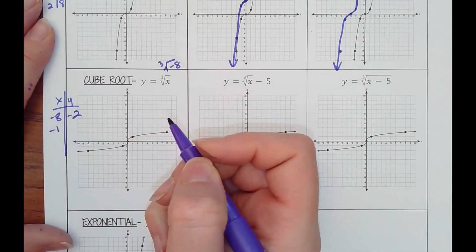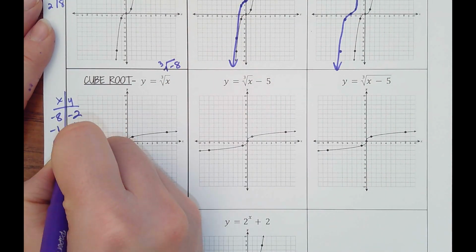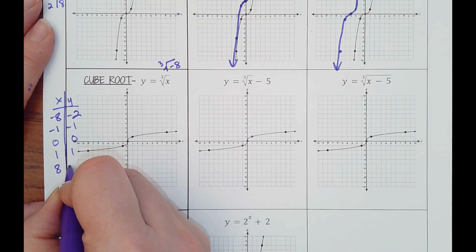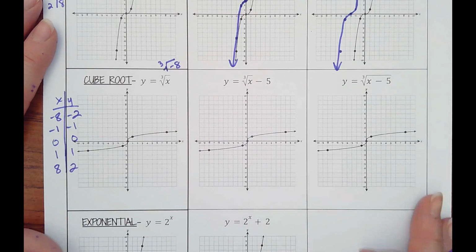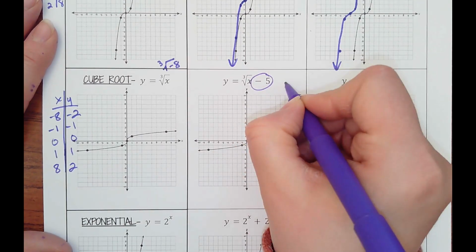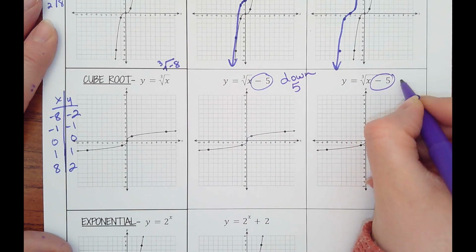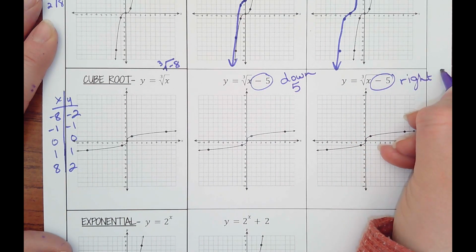I can also cube root -1, and that's -1. Cube rooting 0 gets me 0. Cube root of +1 is 1, and cube root of 8 is +2. So then this would be down 5. And then this would be right 5.